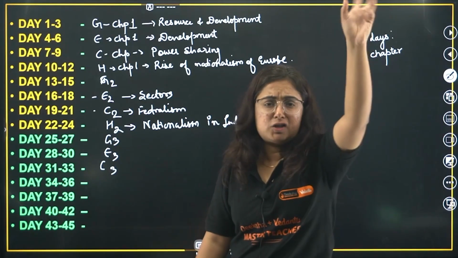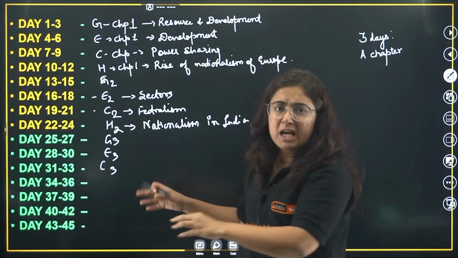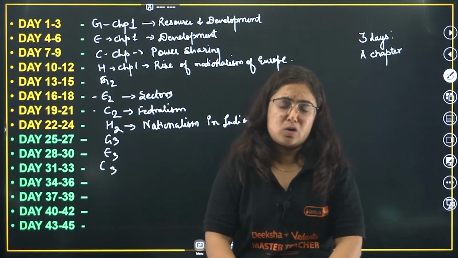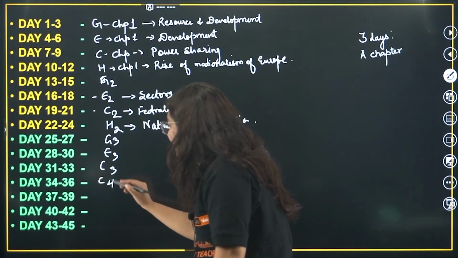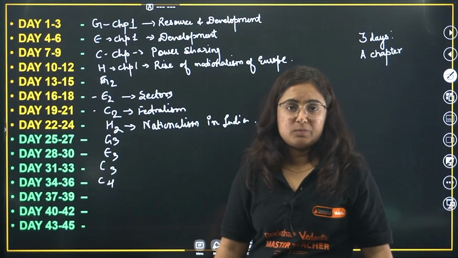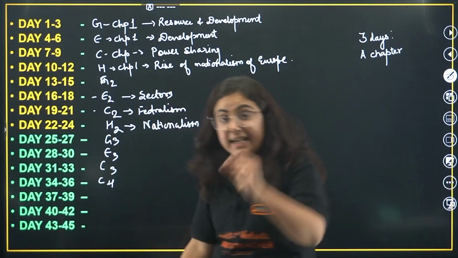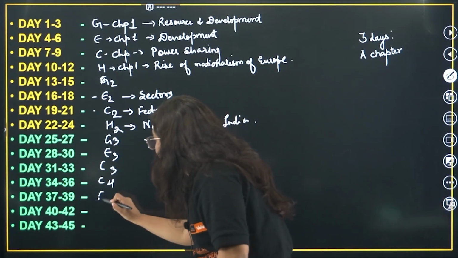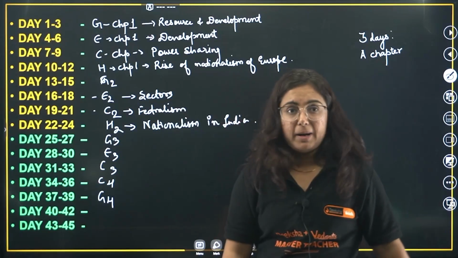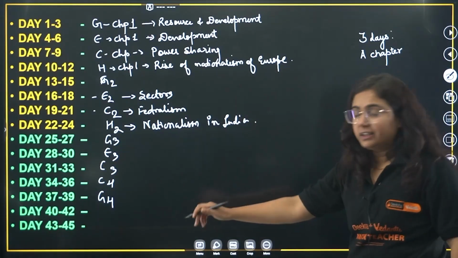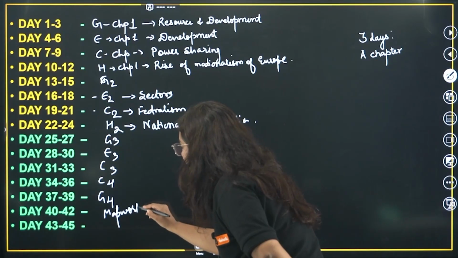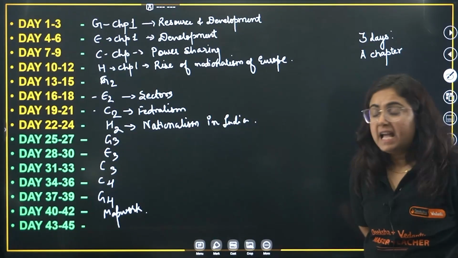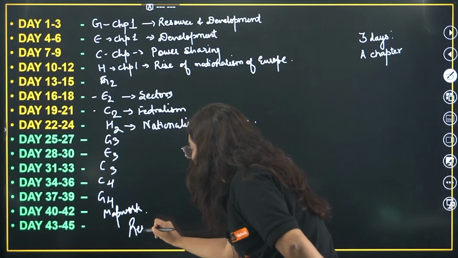Don't read the third chapter of history, making of the global world. It just needs half an hour to complete. Right? So we will be completing the rest, that is political parties from civics. Then we will complete the agriculture chapter from your geography. Getting my point? When we are left with other days, what will we do? We will do map work in days 40 to 42, and we will end our session with revision.